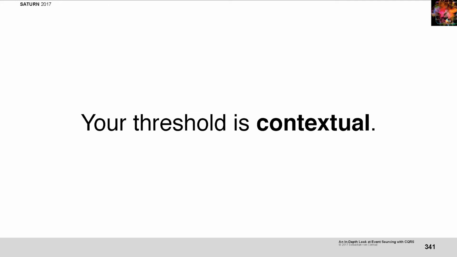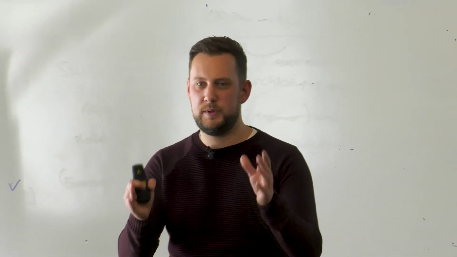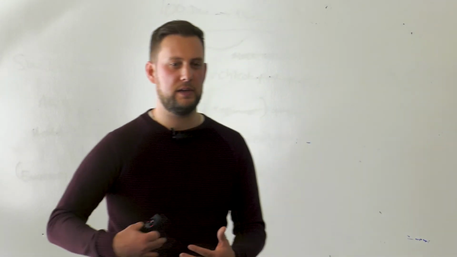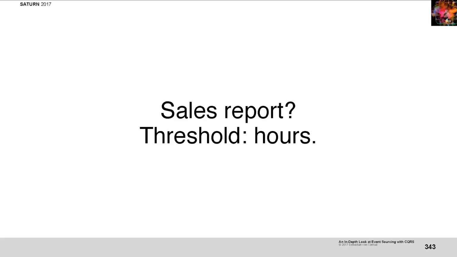And this threshold is contextual. If we're showing the order status to a user, we might say a second or 2, that's our threshold. We want to make sure that the data is consistent within that amount of time. But if we're looking at a sales report for last month, or this month even, maybe the threshold here is hours. Maybe.